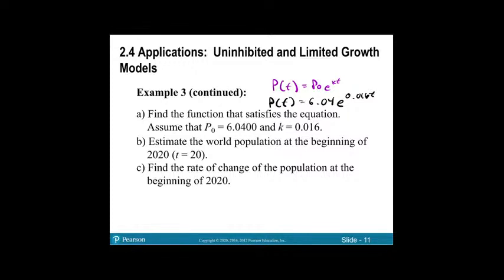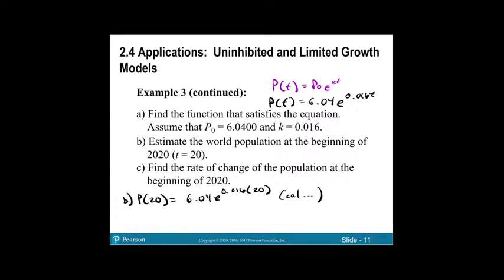The second one: estimate the world population at the beginning of 2020. So when T is 20, for part B, it should be P of 20, 6.04 e to the power of 0.016 times 20. And then I'm just going to use the calculator.